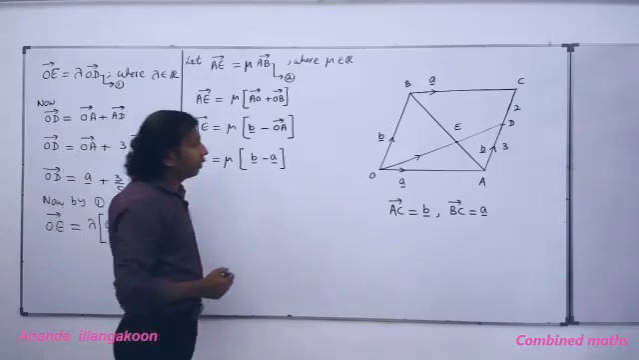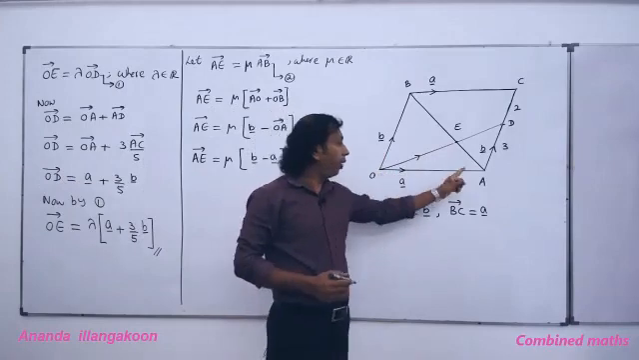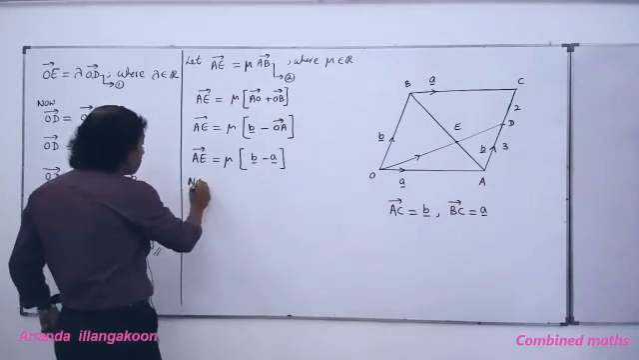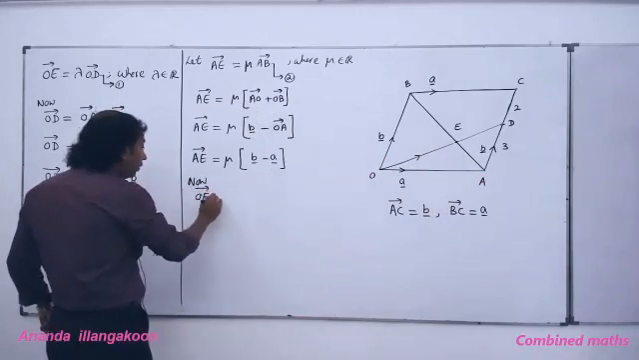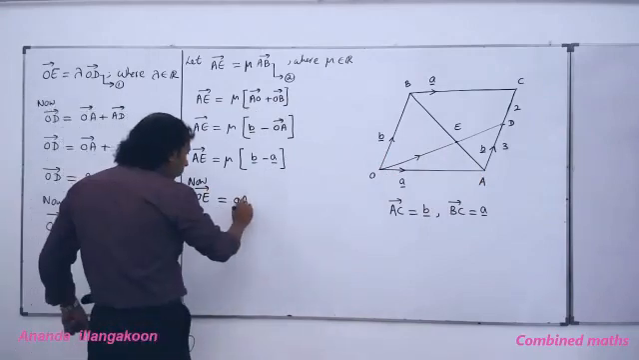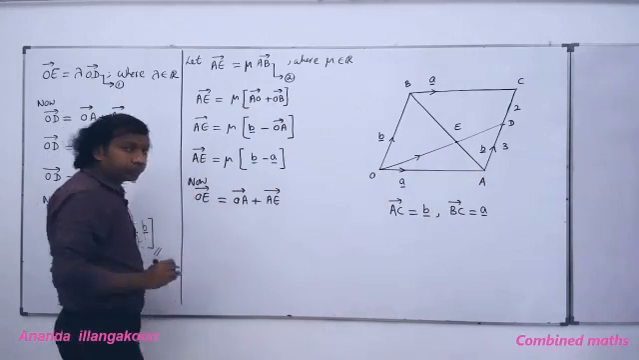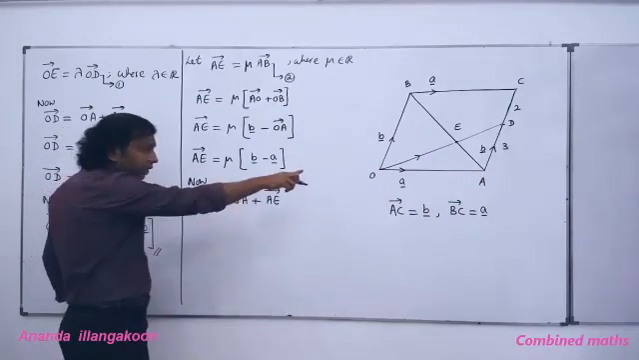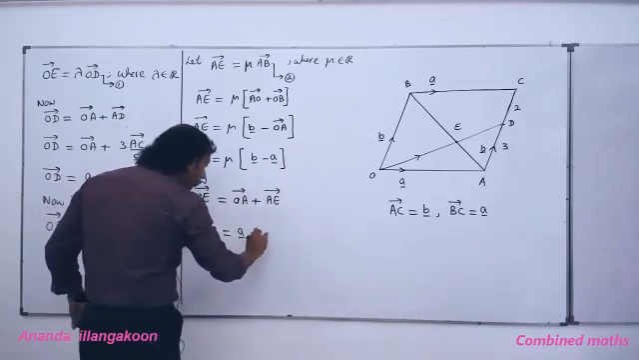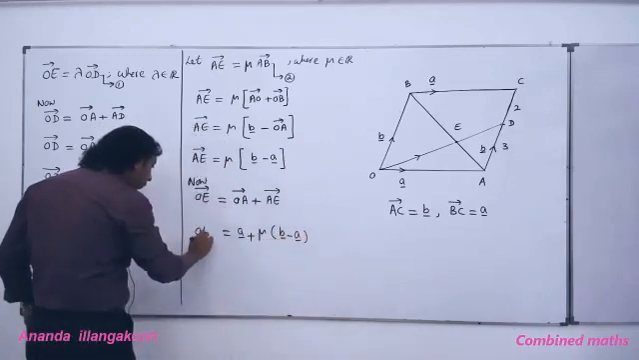Now, because we know the AE vector, we needed to find what the OE vector is. Now how can we write this OE vector? By the triangle of vector addition, you can write OE vector is equal to OA vector plus AE vector. OA vector is simply a vector. So a plus AE vector. This one you can now substitute: mu times b minus a. It is the OE vector.